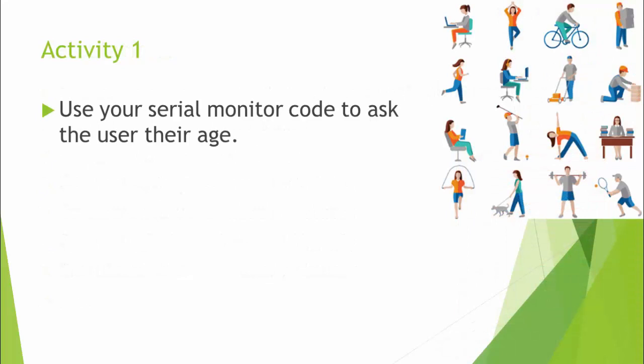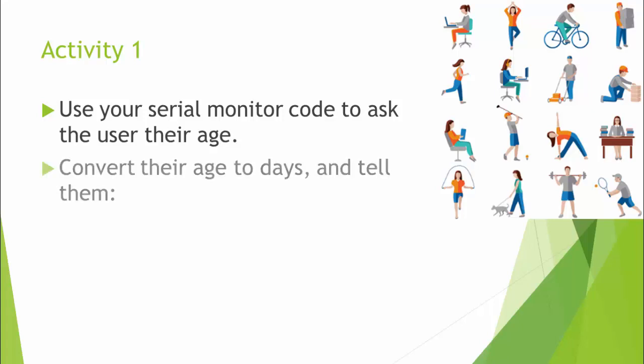Okay, so yesterday we talked about how to use the serial monitor. Today, I'd like you to use the calculation function. Rather than put a whole bunch of hardware onto your Arduino, just simply use your serial monitor to retrieve the user's age, convert it to days, and tell them back how old they are.